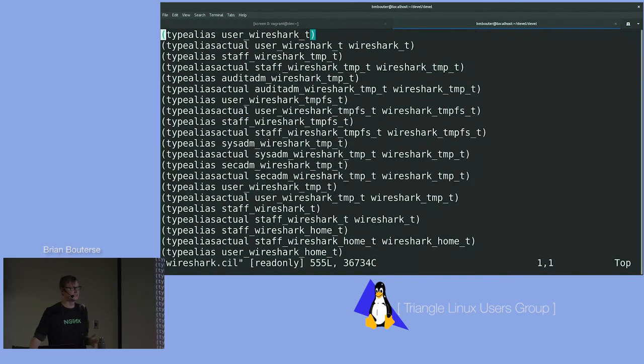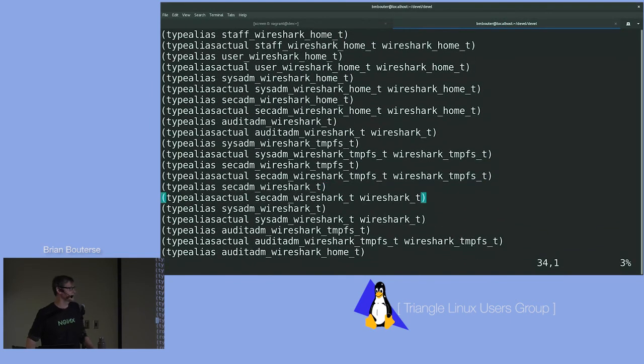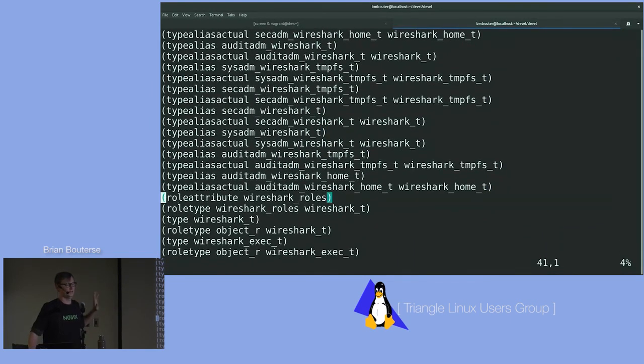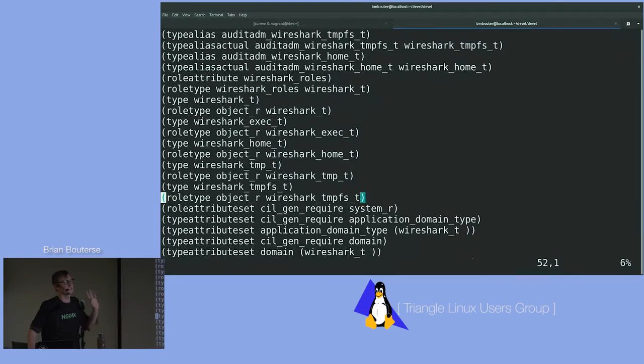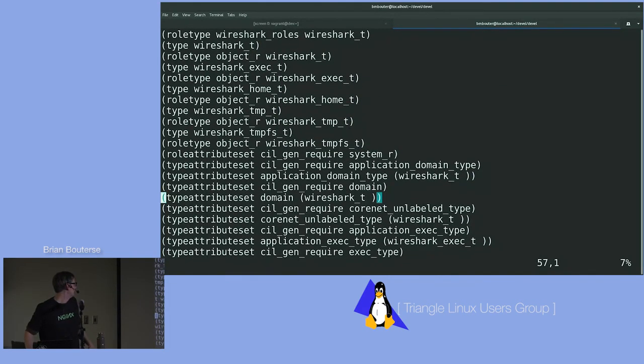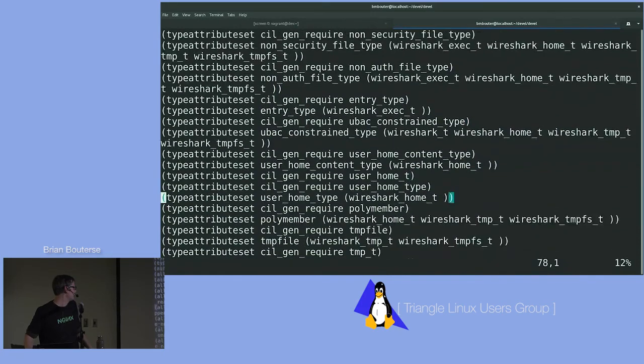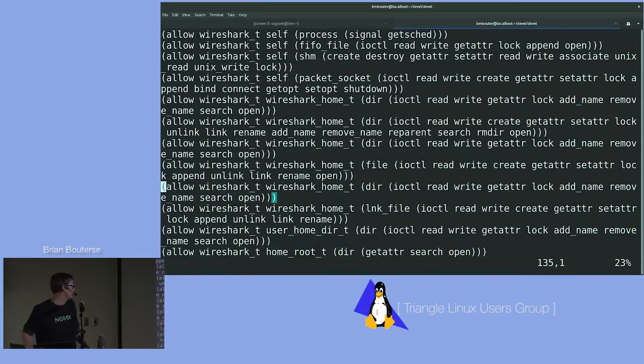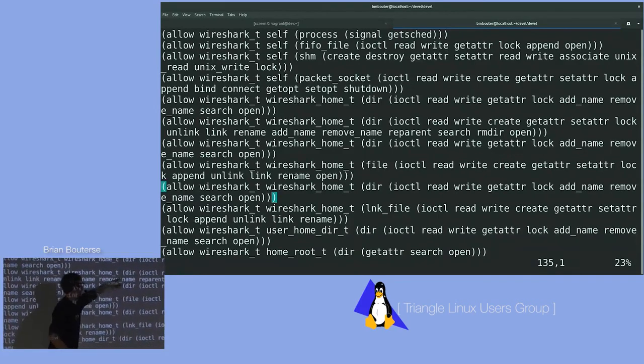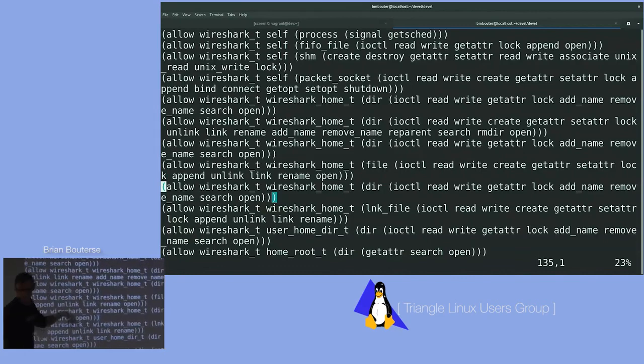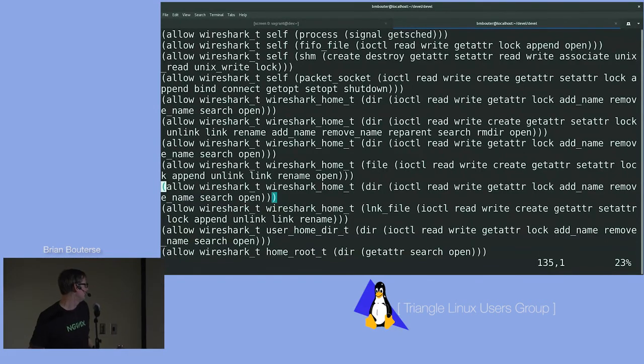This is a bunch of statements, and this is basically an SELinux policy, and you can learn more about these next week at the Hack Night. We're not going to go through these, so this is more of an impressionistic look at a very complicated policy. We'll look at some simple policies next week. After all these type attribute definitions, you can see some of these allow statements. These might look a little bit familiar. Allow wireshark_t to have these permissions on the directory labeled wireshark_home_t, and so on and so forth.